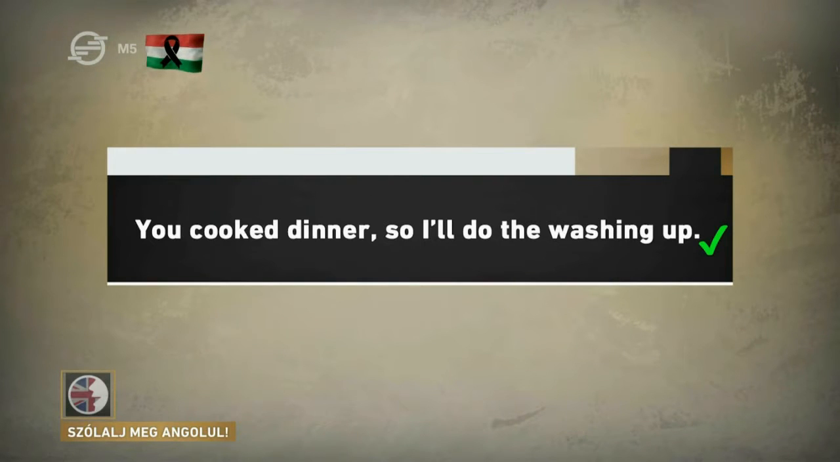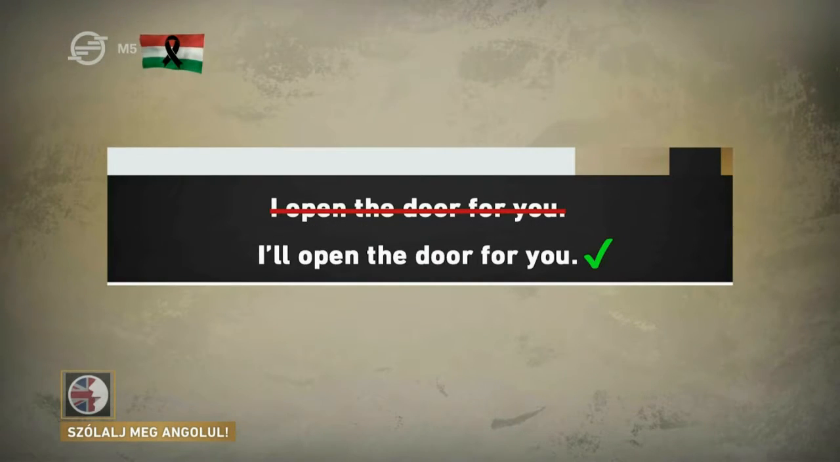We can't say, "I open the door for you." We have to say, "I'll open the door for you." Now, we can also use "shall I" and "shall we" to ask if it's a good idea.